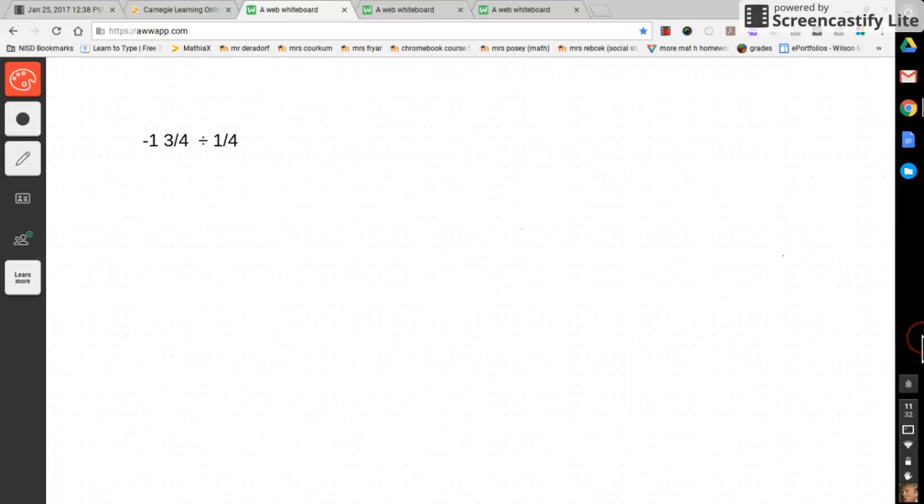Welcome to our tutorial of dividing fractions with positive and negative numbers. We are going to be using the SOAR strategy. For our first problem, we will do negative 1 3/4 divided by 1 over 4. To do this, we are going to use our strategy SOAR.